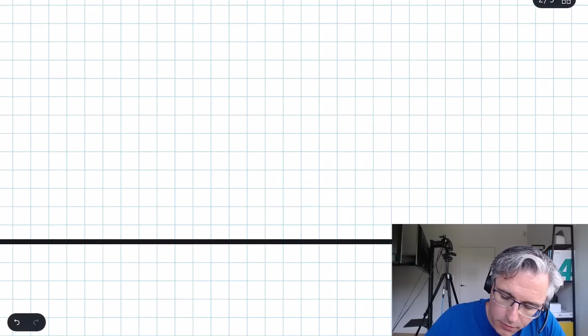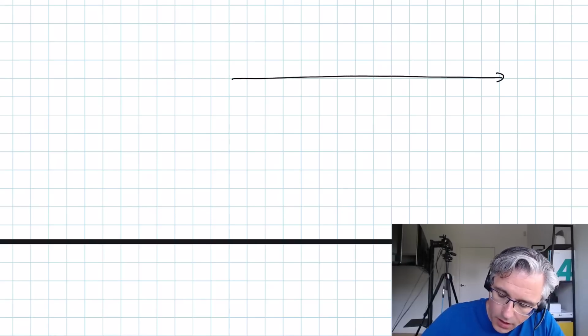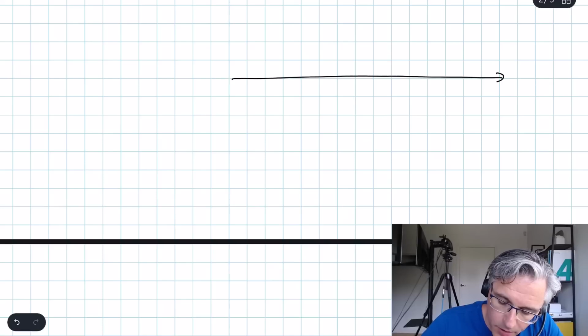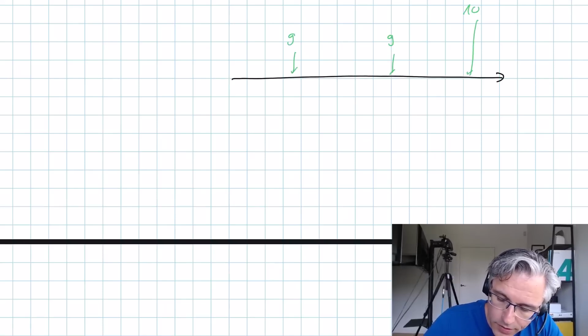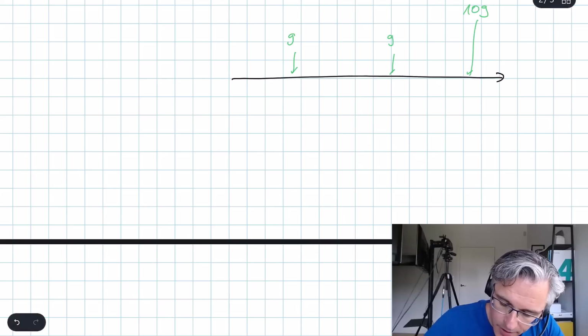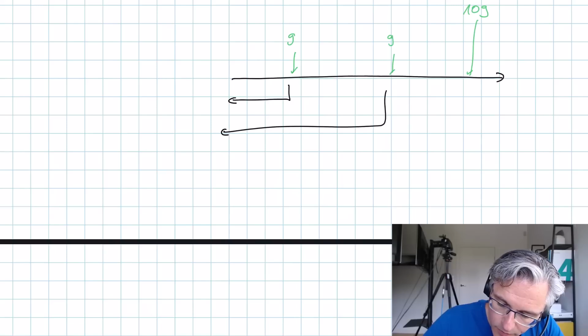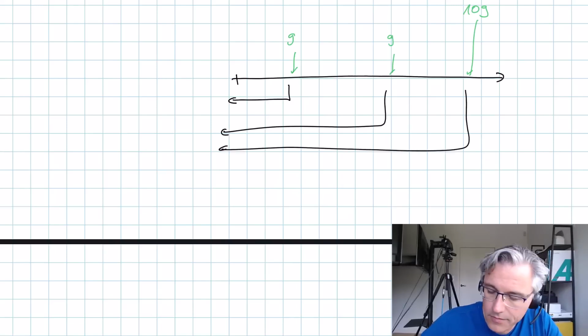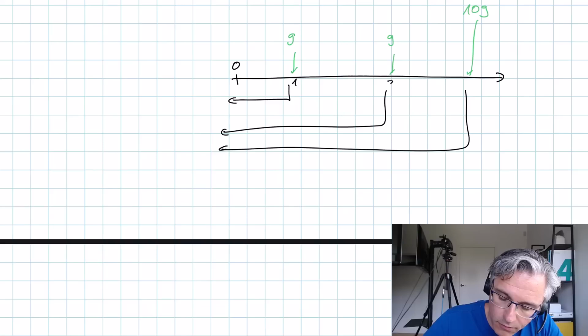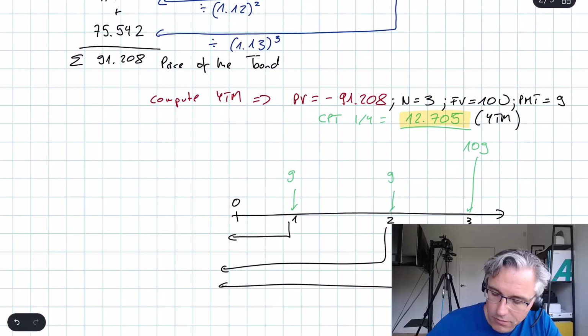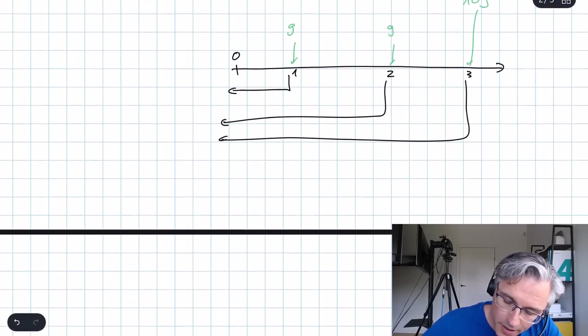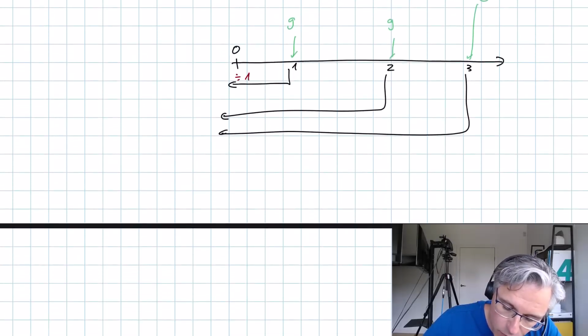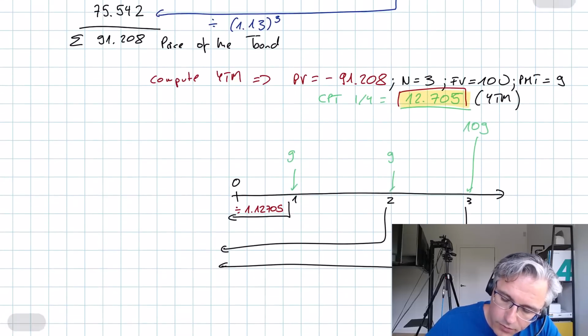Maybe let's move this to the right a little bit, and I'm going to have my cash flows 9, 9, and 109 over here, and I'm going to discount to, I guess, over here, time 0. So this is time 0, end of year 1, end of year 2, end of year 3, but this time for the discounting I'm going to use a single rate equal to the YTM. So I'll divide this by 1.12705. Yeah, I got that, 1.12705, good.